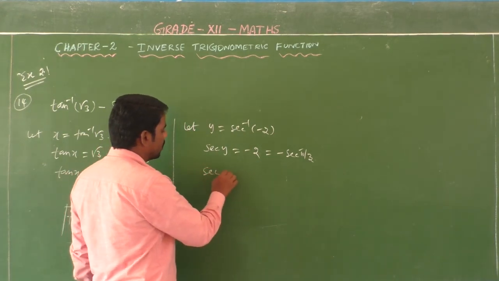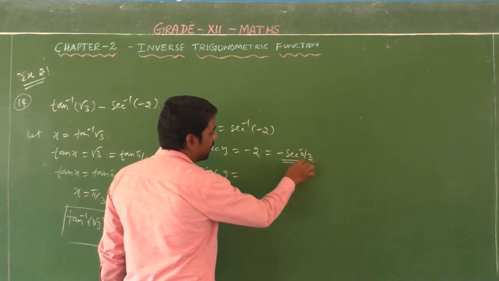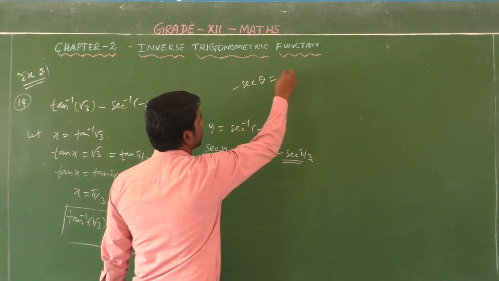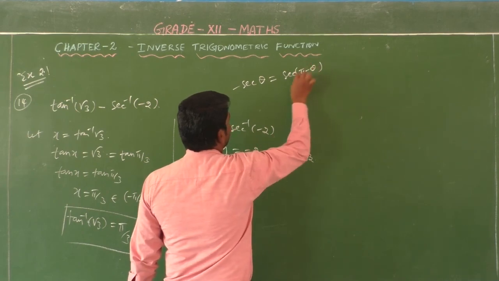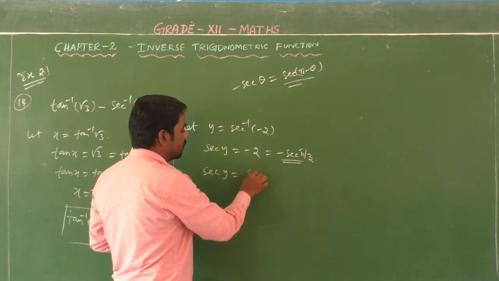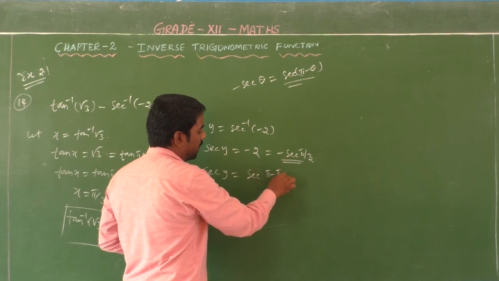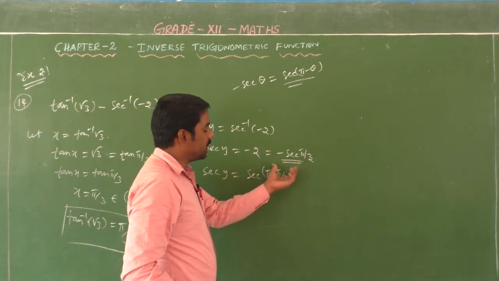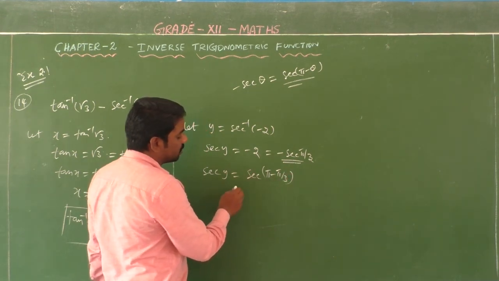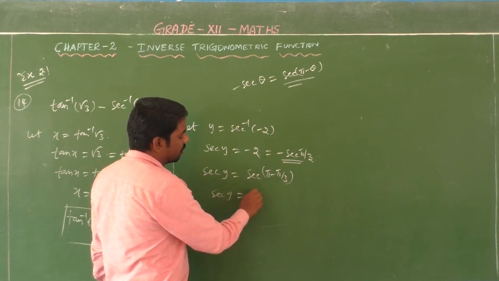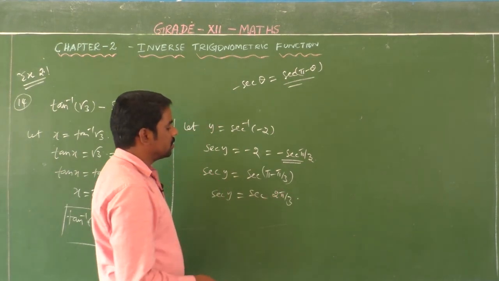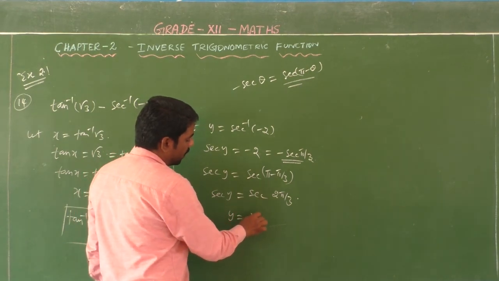Right. So secant y is equal to minus secant pi by 3, written in the form secant of pi minus theta is equal to minus secant theta. Here minus secant pi by 3 is written in the form secant of pi minus pi by 3. Okay, right. Here y is equal to pi minus pi by 3, which is 2 pi by 3. Therefore y is equal to 2 pi by 3.